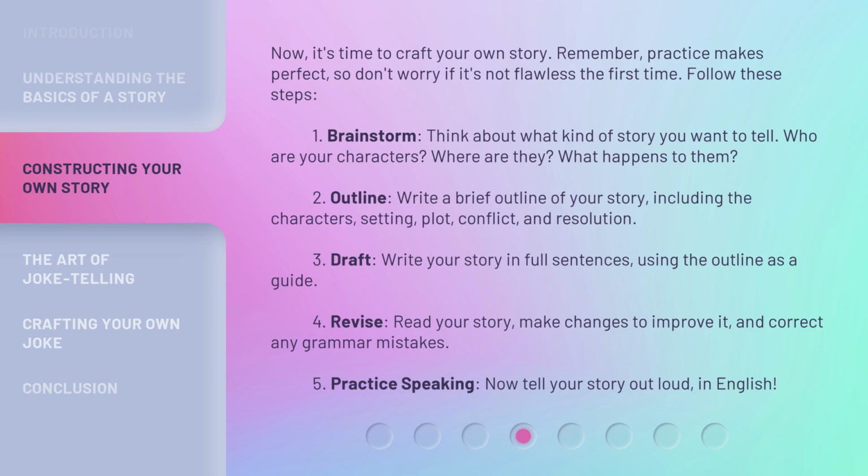2. Outline. Write a brief outline of your story, including the characters, setting, plot, conflict, and resolution. 3. Draft. Write your story in full sentences, using the outline as a guide. 4. Revise. Read your story, make changes to improve it, and correct any grammar mistakes. 5. Practice speaking. Now tell your story out loud, in English.